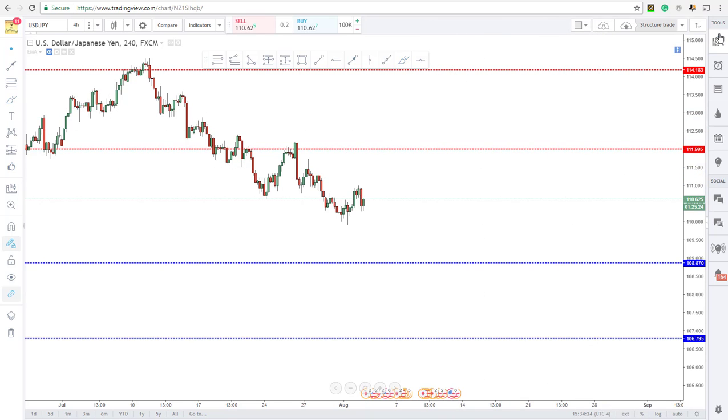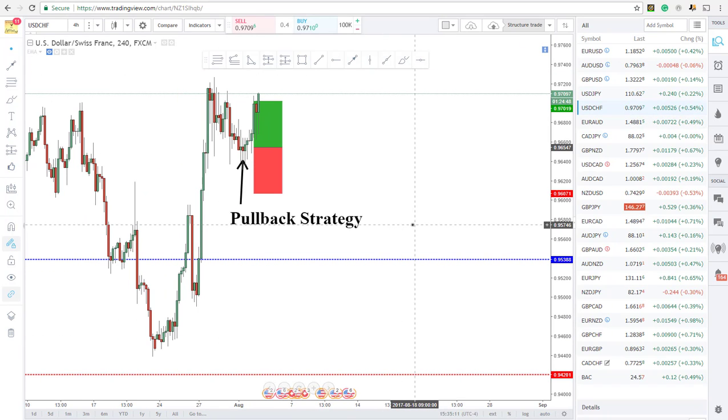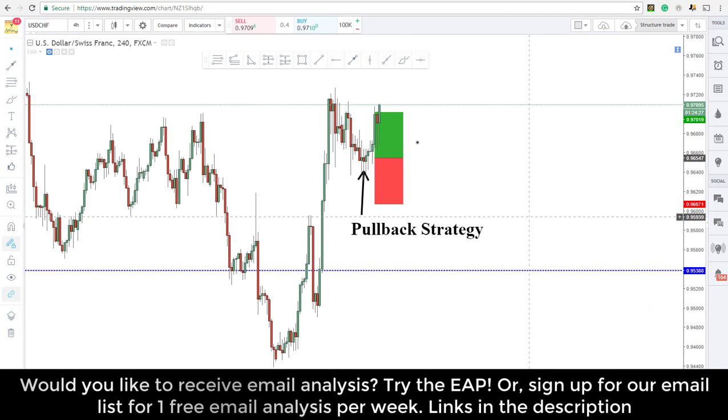Now, for our last pair today, we're going to be taking a look at the dollar Swiss. Here we are on the dollar Swiss, and what you see on your screen is actually an example of email analysis, which is a part of the EAP training program. We sent this email analysis out last night, and it ended up being a winning trade, pushing up to hit our first targets pretty quickly. And now we're just waiting.